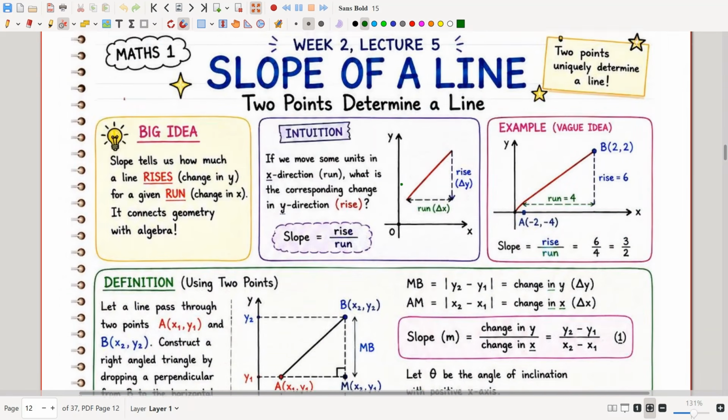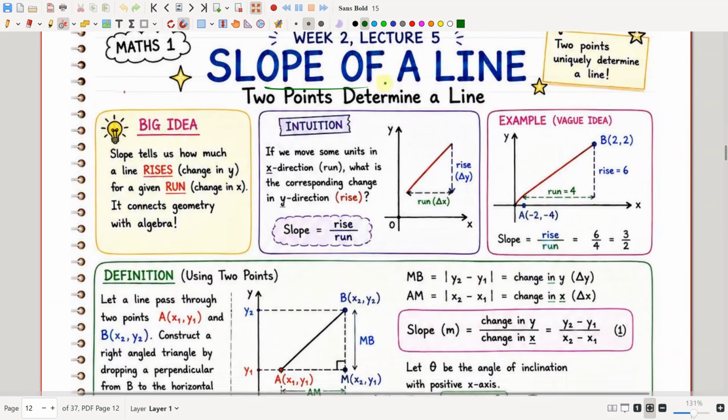So now let's deal with the slope of a line. Whenever you are given 2 points, you will sometimes be asked to find the slope of a line. Slope tells us how much a line rises for a given run. It connects the geometry with algebra. So generally slope is equal to rise divided by run.